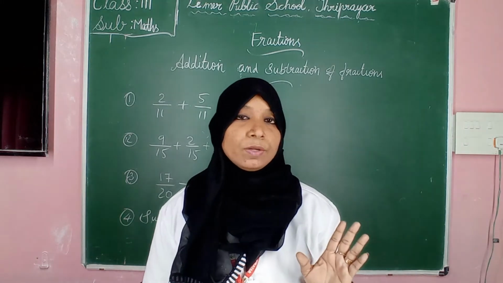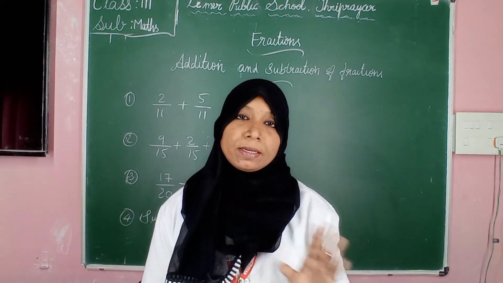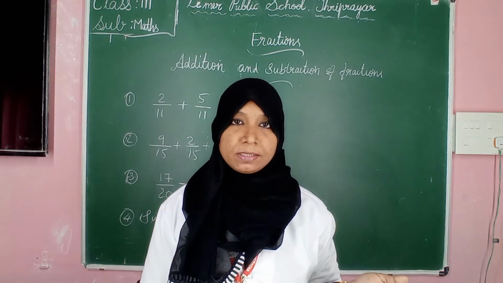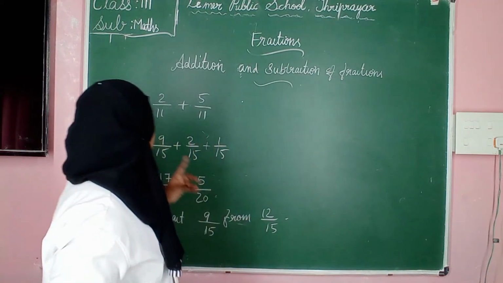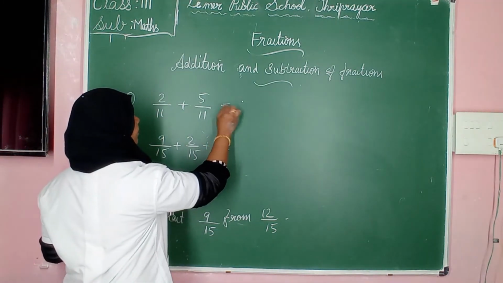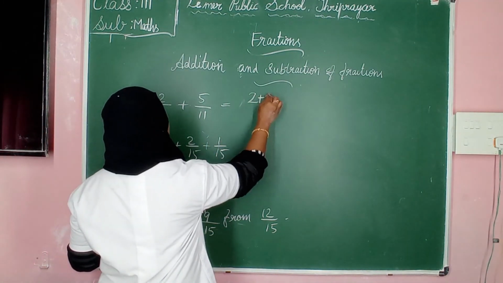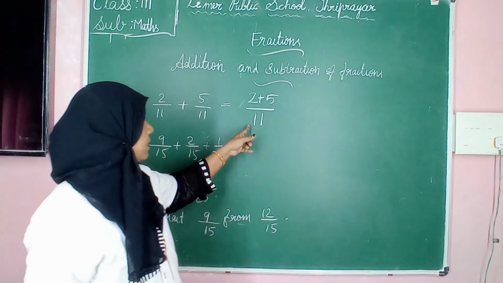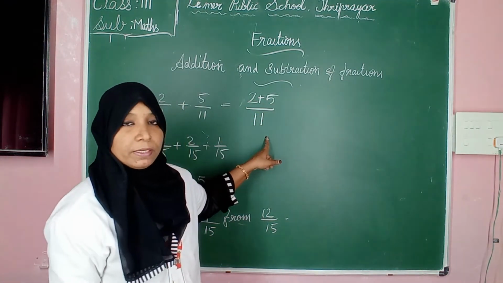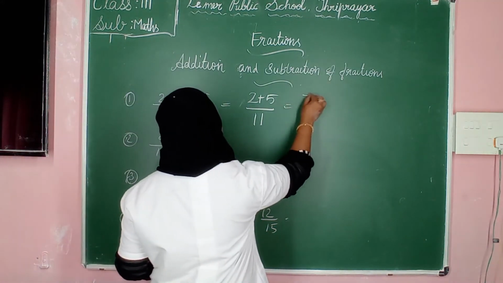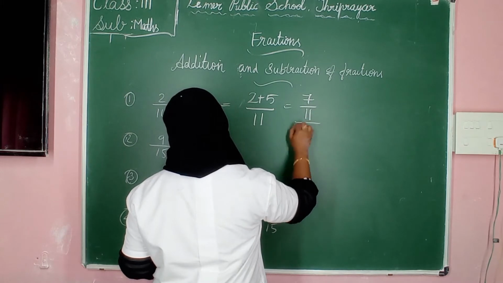Children, while you are doing addition or subtraction of fractions, don't directly write the answer. You have to write the answer with steps. Step means, first you have to show addition of numerators here. Equal, 2 plus 5 divided by 11. This is the next step. Then write the answer. We know 2 plus 5 is 7. 7 by 11 is the answer.